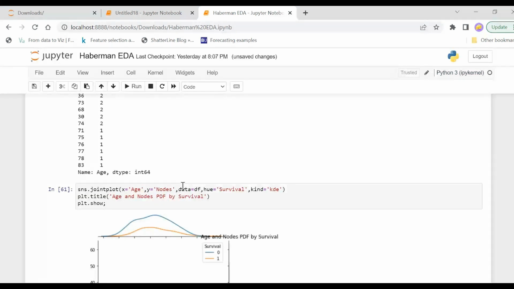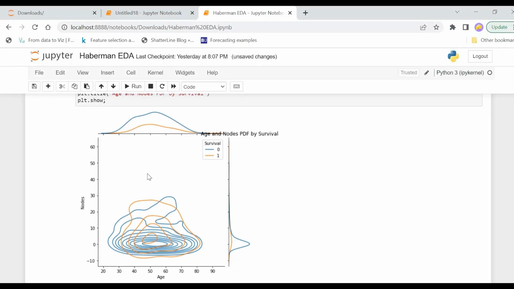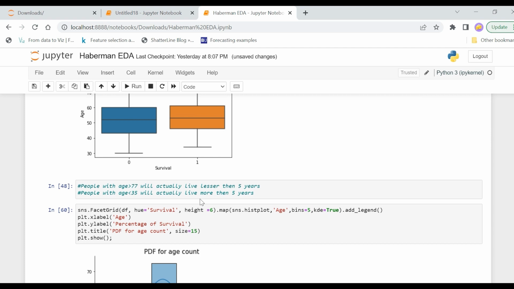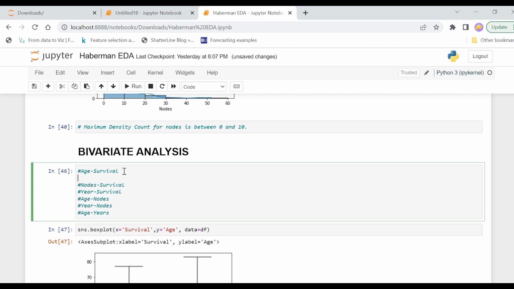When I do this, you can see the distribution. This is the joint plot. Again, this is a 3 variable analysis. You can do it after bivariate, but I'm just including it as per the age and survival. So here we have seen age and survival, and I am doing age, nodes, and survival as well. This is the second kind of plot which I'm showing.